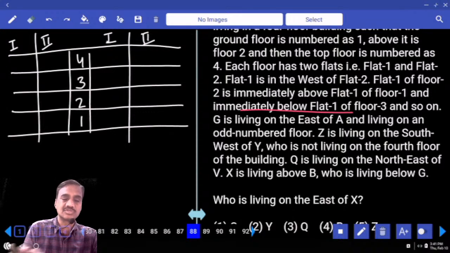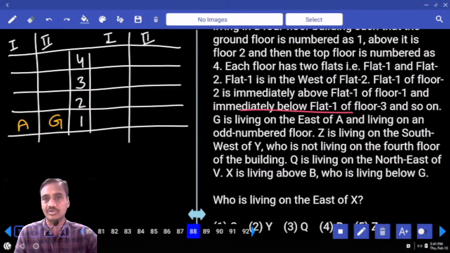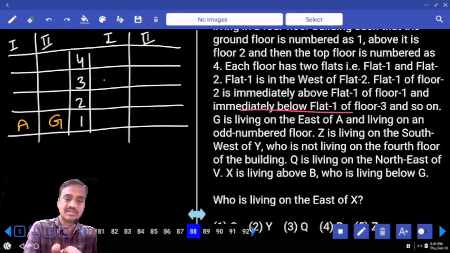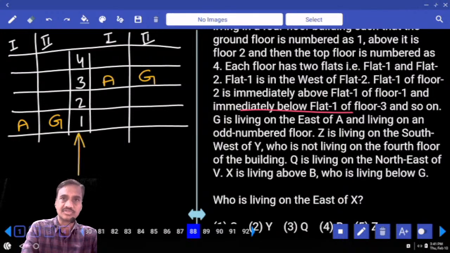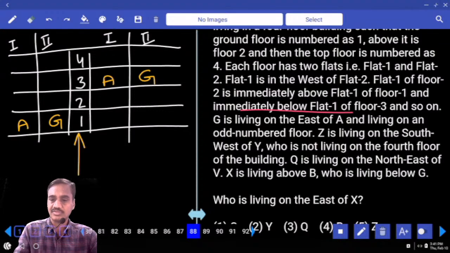Now G is living to the east of A, living on an odd number floor. G is east of A, on an odd number floor, either the first floor or the third floor. First possibility, A and G on the first floor. Second one, A and G here. Can you get any possibilities? Hence, first draw the floors at the center and extend the lines like this. Then next, G is living to the east of A and living on an odd number floor.